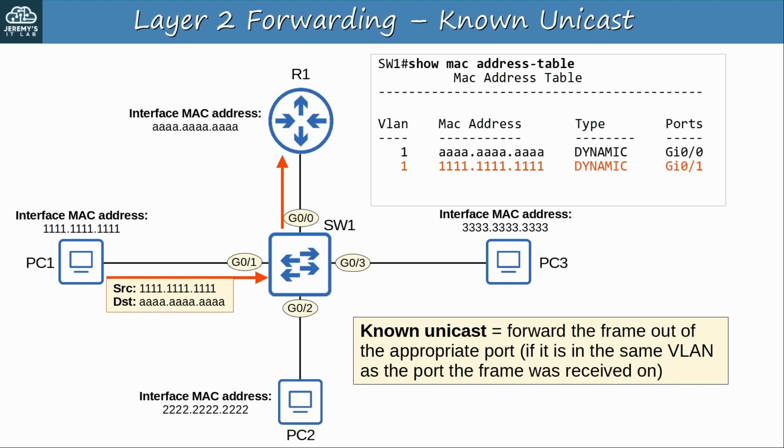So there's actually no difference between unknown and known unicast frames. They are both frames destined for a single host. The difference is how a switch handles the frame. If a switch doesn't have an entry for the destination in its MAC address table, it floods the frame. If it does have an entry, it forwards it only out of the appropriate port.